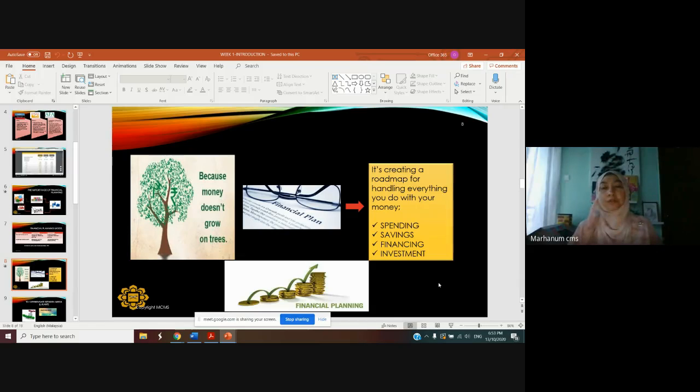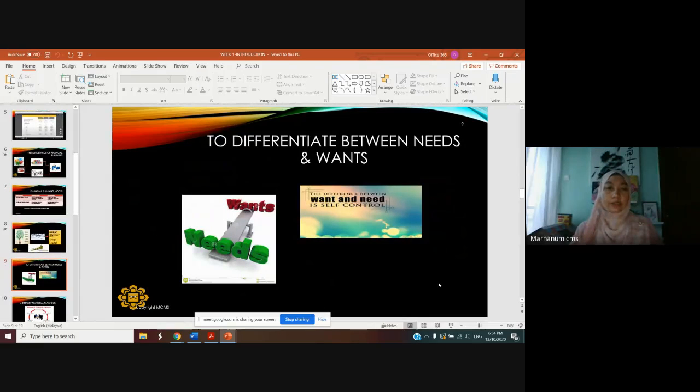We can plan our spending too. We have to plan our spending, to differentiate between needs and wants. Why do we need to do financial planning? To differentiate between needs and wants. Need is now. Which one do we have to achieve? We have to focus on needs. And the difference between want and need is self-control. So how to control ourselves? By financial planning. It is a way on how we want to control ourselves. Then we prepare a plan to do consumption, to spend, to save money and prepare for the future.